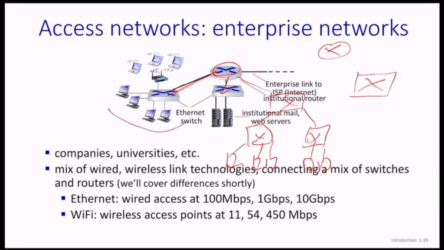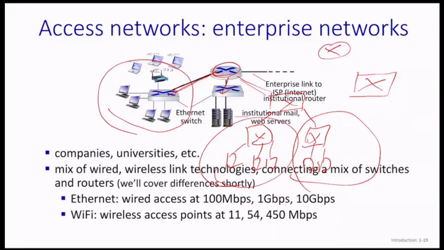Maybe this interface we can allocate to one department, and this one to another department. This is another department. So for this access network for our ECS, we can create this enterprise network with different switches, and there is just one edge router or institutional router.